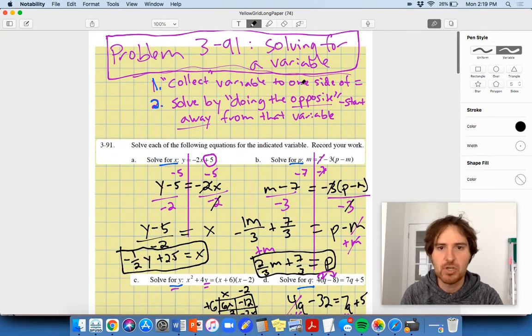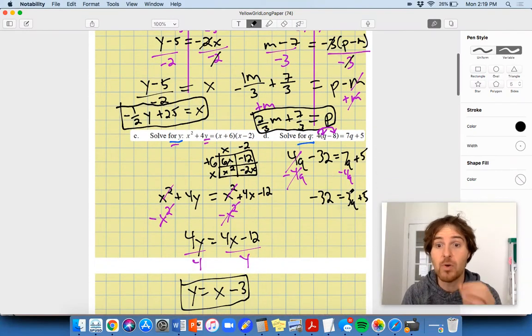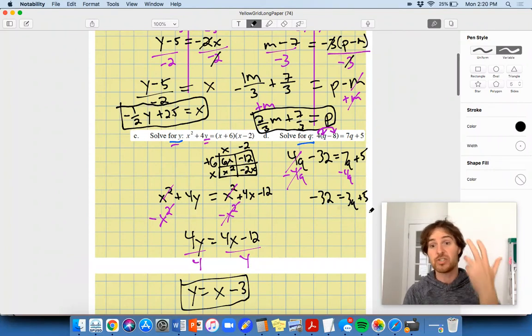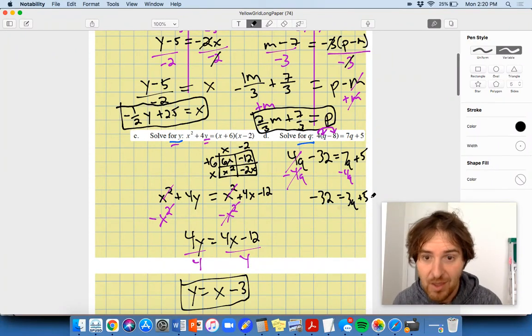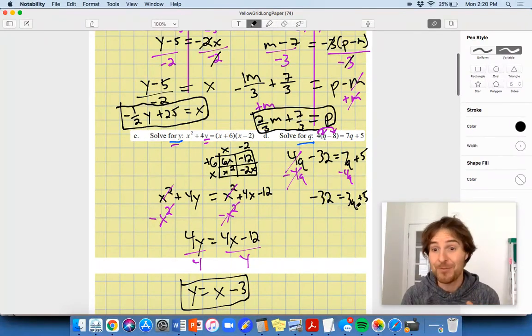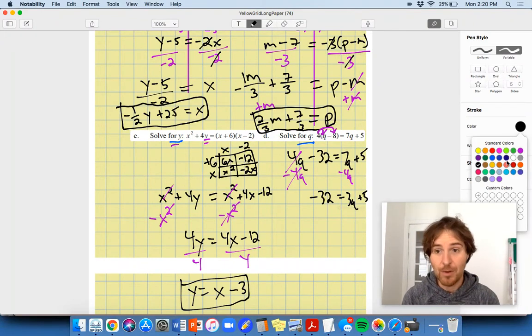What's my principle number 2? I collected variables to one side of equals. I solve by doing the opposite. Start away from that variable. So I can either do the opposite of multiplying by 3, which would be dividing by 3, or I can do the opposite of adding 5, which is subtracting 5. Which am I going to do first? Well, the 5 is further away from the q. This 3 is touching, it's kissing that q right there. It's multiplying to it. This 5 comes in afterwards, right? We add 5 to whatever 3 times q is, so we're going to get rid of the 5 first.